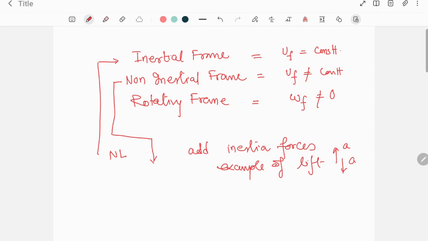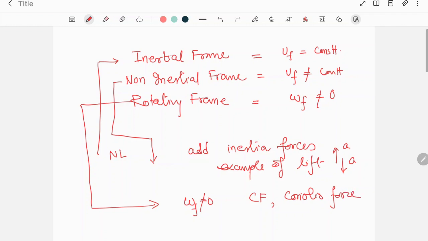But when you are talking about a rotating frame, because omega is not equal to 0, you have to talk about centrifugal force and Coriolis force. And all these forces, inertia forces and Coriolis force, are imaginary, but they come into play because you have changed the reference frame.